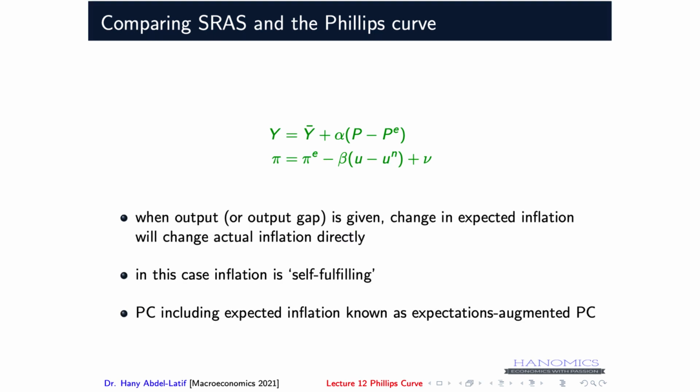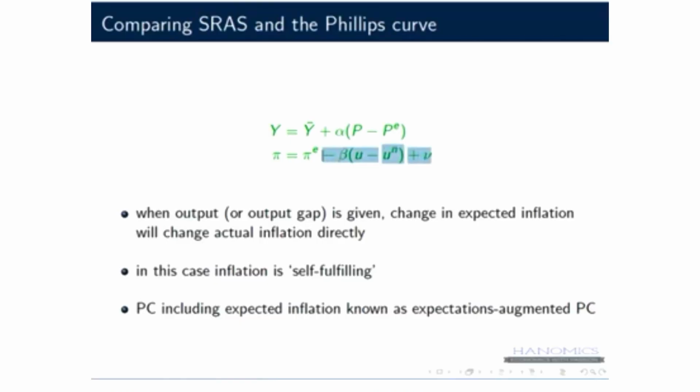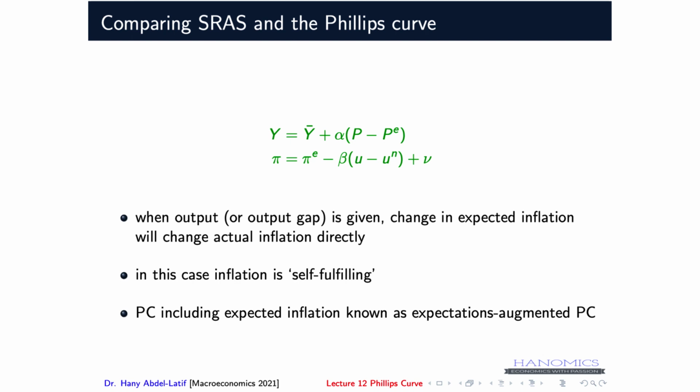So when the output gap or output level is given, at any given output gap or output level, changes in expected inflation will change actual inflation directly. If we take this as given and it doesn't change, then any changes to expected inflation will be translated directly into changes in the inflation rate. That's what we call self-fulfilling inflation in this case: when people's expectations for inflation go up, the actual inflation rate will go up too.